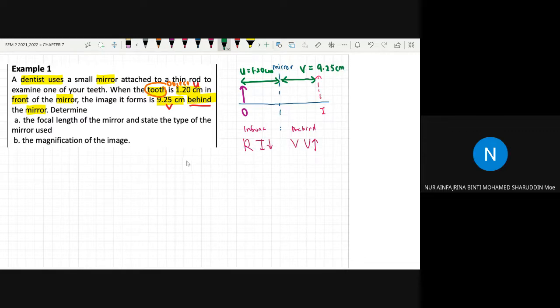Okay, Miss nak tanya korang. Sekarang mari kita tengok sign convention. Okay, macam Miss cakap, U kita always positive. Jadi kita memang tahu U kita positif. What about our V? V kita positif ke negatif? Anyone?